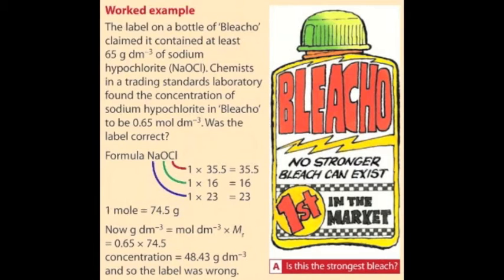The formula for sodium hypochlorite is NaOCl. The relative formula mass is 74.5. Therefore, 1 mole would weigh 74.5 grams. Therefore, the grams per decimeter cubed equals the moles per decimeter cubed times the mass of 1 mole. This equals 0.65 times 74.5. The concentration equals 48.43 grams per decimeter cubed, and so the label was clearly wrong.